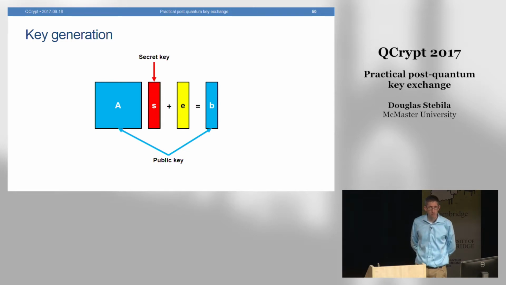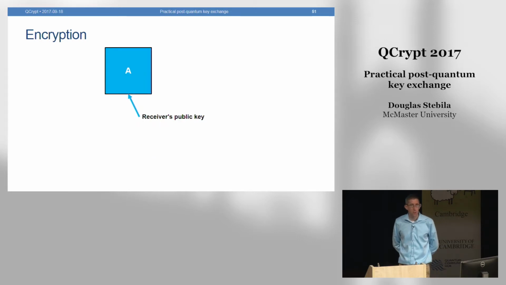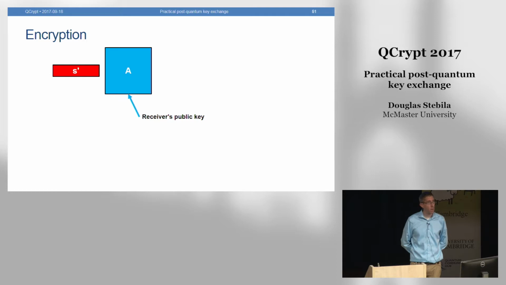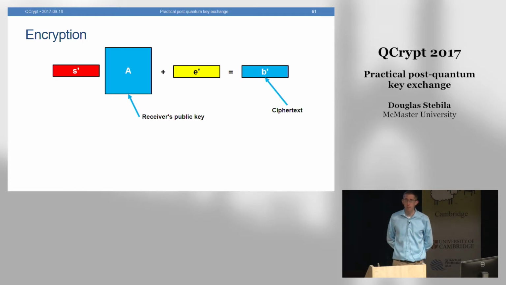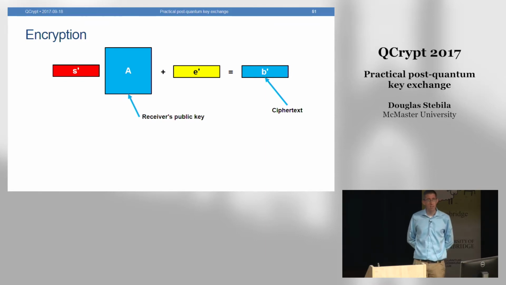So that's key generation. For encryption, we had to say how to create a ciphertext based on the public key. So the sender has a copy of the recipient's public key. The sender picks a secret vector S prime, multiplies it by the receiver's public key, and adds some noise to get a ciphertext vector B prime. This actually looks just like an LWE problem, except I've done it in transpose rather than the original way. But it is just another LWE instance. So that's the first part of encryption.